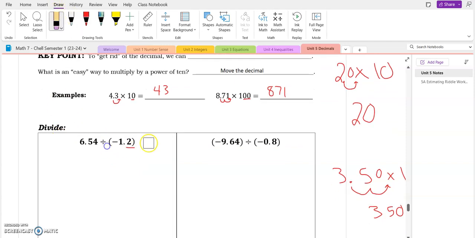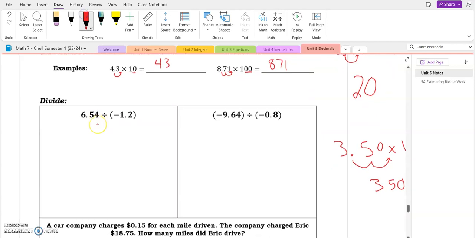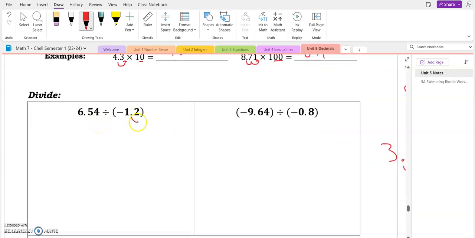So on this first problem, we need to shift the decimal over 1 time to make this into a normal integer. So we can divide by negative 12 instead. But if we move this decimal over once, which means we multiplied by 10, we have to do the same thing to this number here. We have to multiply by 10 on this number as well, which is going to shift the decimal over 1 spot. So this is really 65.4 divided by negative 12.